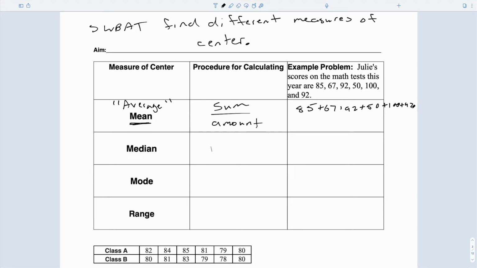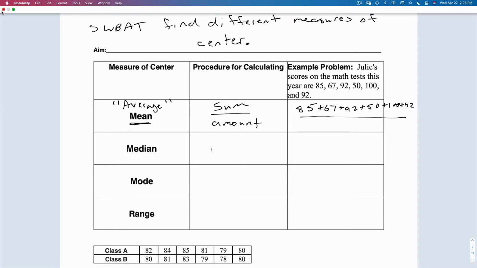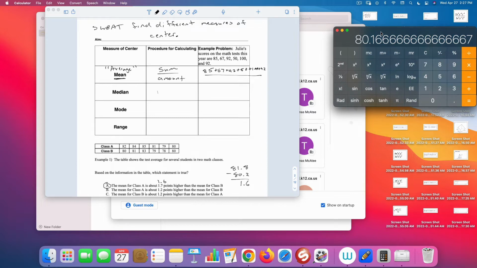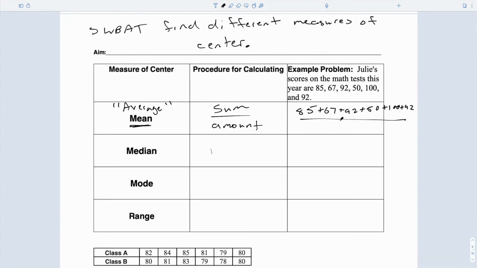For this one, it's really important to be precise when you're calculating the numbers. If you're like me and make really dumb mistakes on calculators, that's why I would never go into the statistics field, even though computers have largely taken over it. Just add it: 85 plus 67 plus 92 plus 50 plus 100 plus 92 and hit equals. After you hit equals, divide by the amount of numbers you added. There are 6 numbers, so divide that number by 6.